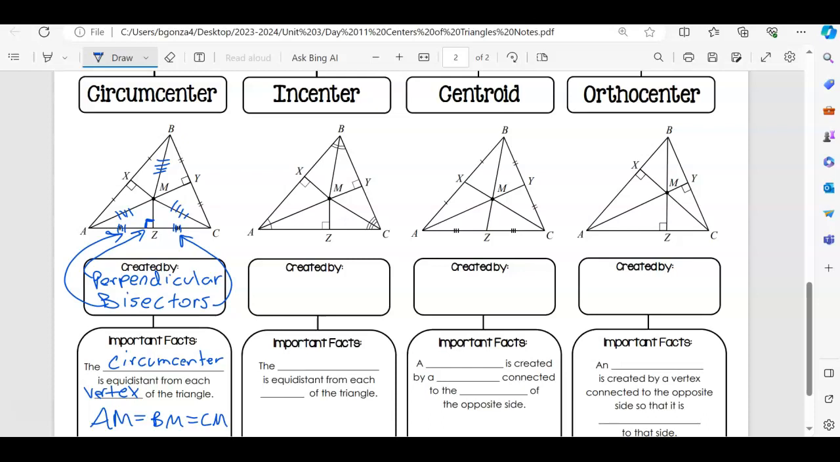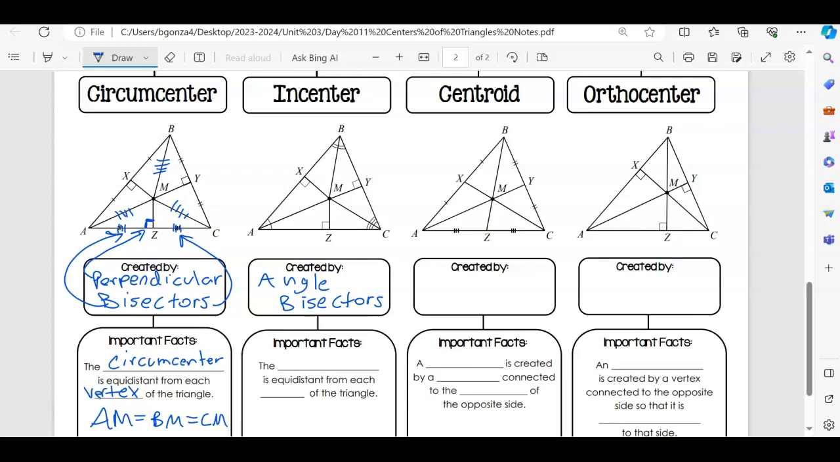All right, incenter, ready? Incenter is created by angle bisectors. Write this down: angle bisectors. Hopefully you know bisecting is cutting in half. So an angle bisector is when the angles are cut in half.